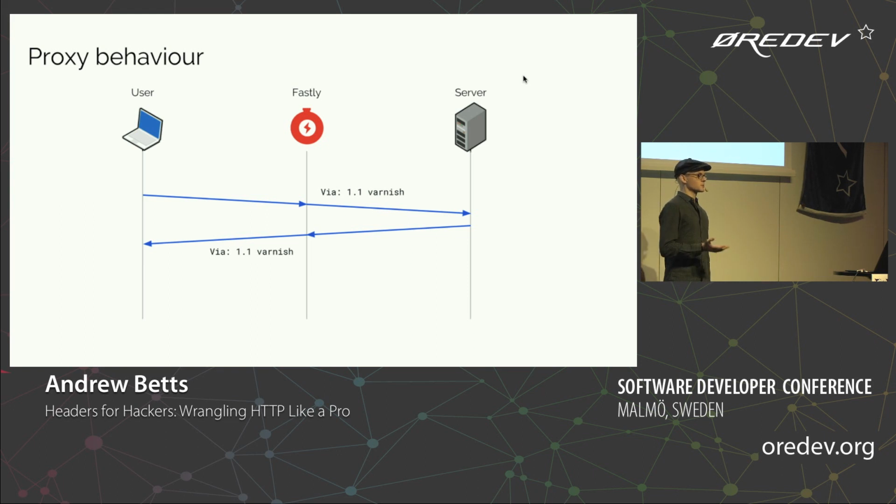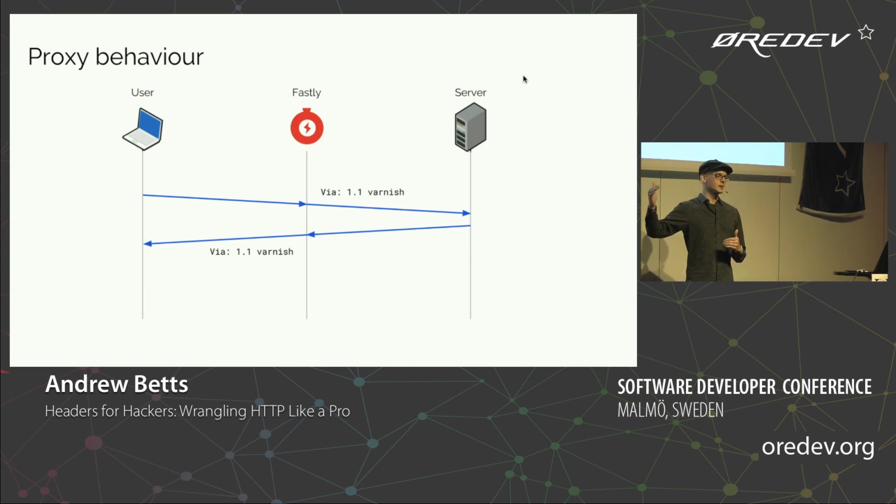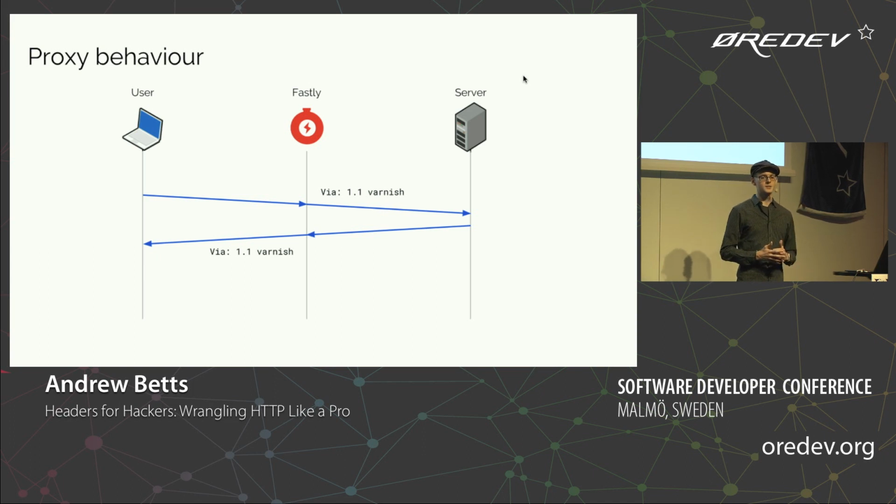And then when the response comes back from the server, a Via header will be added to the response as it passes back through those same layers. Now, the Via request header is actually very important, because each of these layers is essentially terminating an HTTP request and then making a new one to the next layer in the chain. So we need to make sure that all of these layers speak the same version of HTTP. And that's the first job of the Via header.